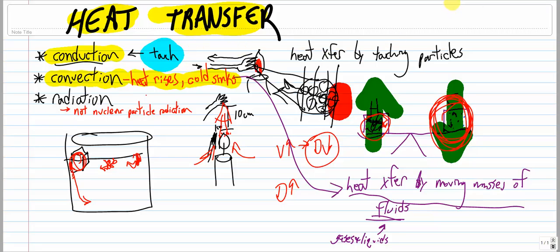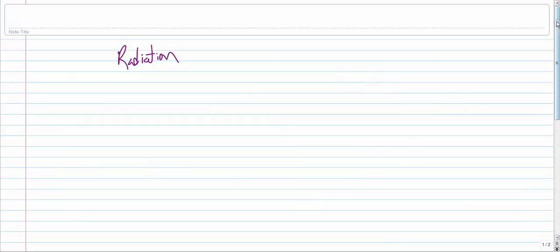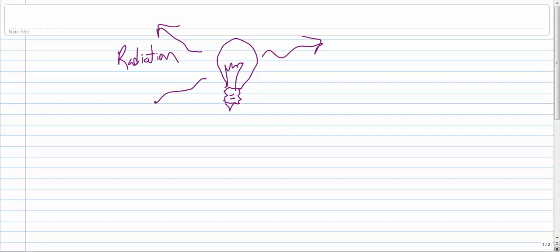Okay, the last one, radiation. Let's do this. Let's go insert a new page. Okay, so radiation. And I wrote myself a note here. I wrote not nuclear particle radiation. So I'm thinking of two different things. So let me explain what I mean. When I'm thinking about radiation, this is what I'm thinking about. I'm thinking about if you have a light bulb, and that light bulb is giving off light, it's giving off heat, it's giving off different types of waves. That's what I'm thinking of for radiation.